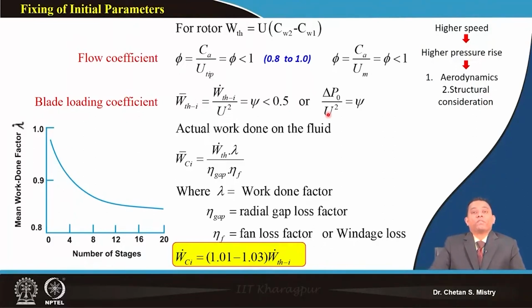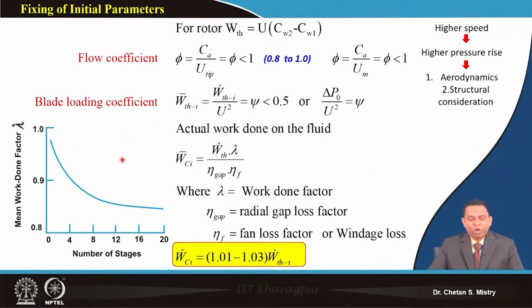If you recall, we have plotted the graph for the performance of a single stage axial flow compressor, where on the x-axis we have defined phi as Ca by u tip, and on the y-axis we have defined the loading coefficient, that is ΔP0 by half rho u square, and for both we are selecting the tip. You can select mid also, there is nothing wrong with that. So when you are referring to the literature, be careful which peripheral speed they are talking of.